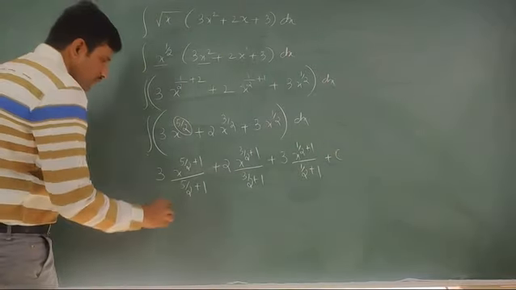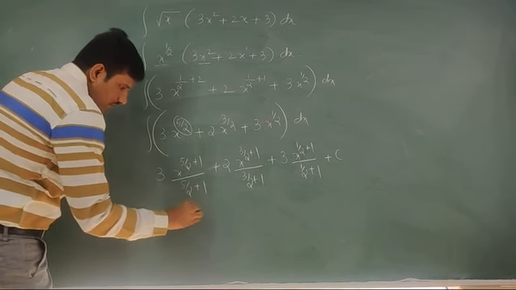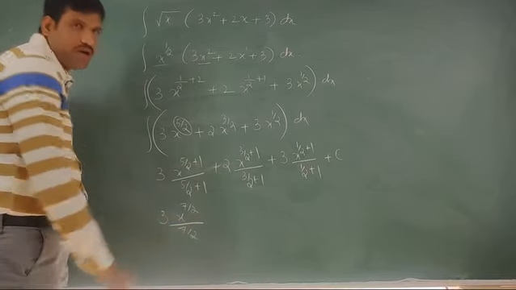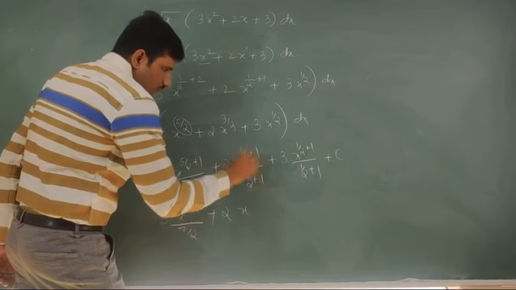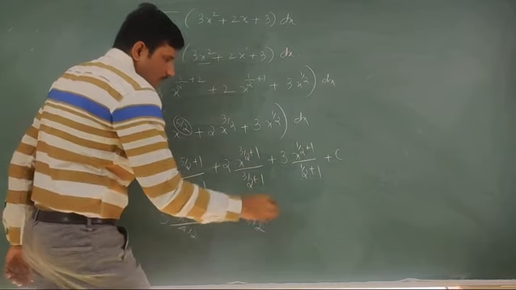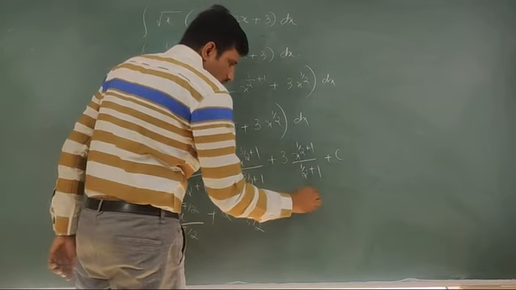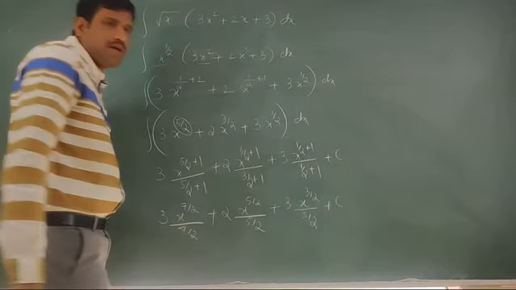Right? So now 3 into x raised to 2 1s are 2, 2 plus 5 is 7 by 2 divided by 2 1s are 2, 2 plus 5 is 7 by 2. Plus 2 into x raised to 2 1s are 2, 2 plus 3 is 5 by 2 divided by 5 by 2. Plus 3 into x raised to 2 1s are 2, 2 plus 1 is 3 by 2 divided by 3 by 2. Is it clear, friends?